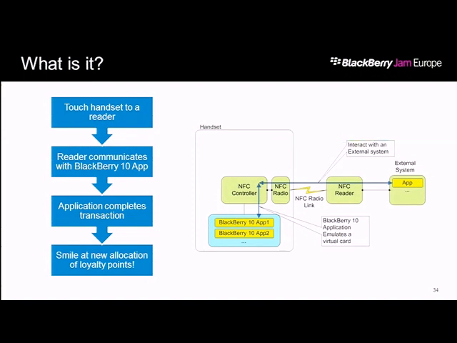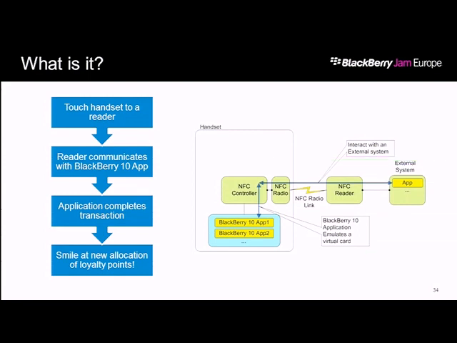If you remember the diagram from the previous section, the top part had the applets living in the secure element, and they provided a lot of the business logic to provide the transaction handling and processing. With virtual card emulation, the application that handles the business logic is an ordinary BlackBerry 10 application, right?